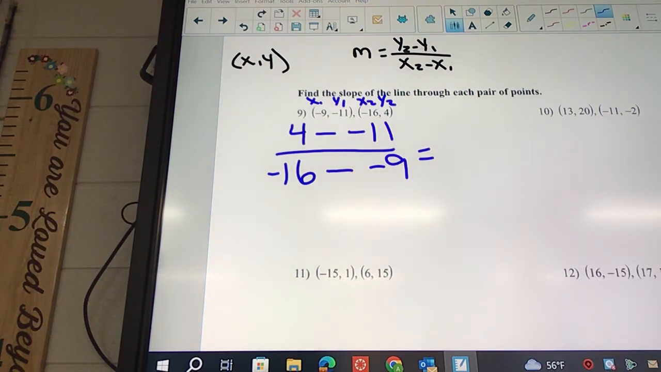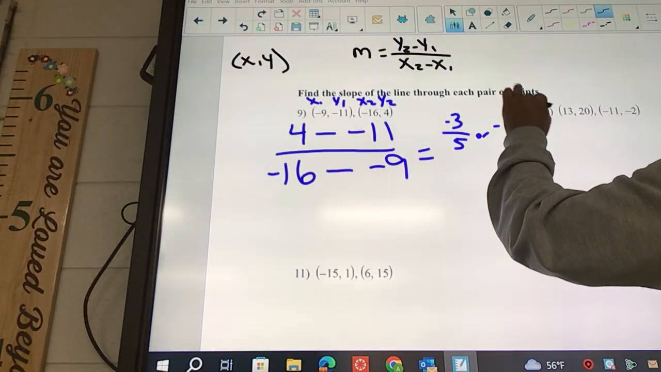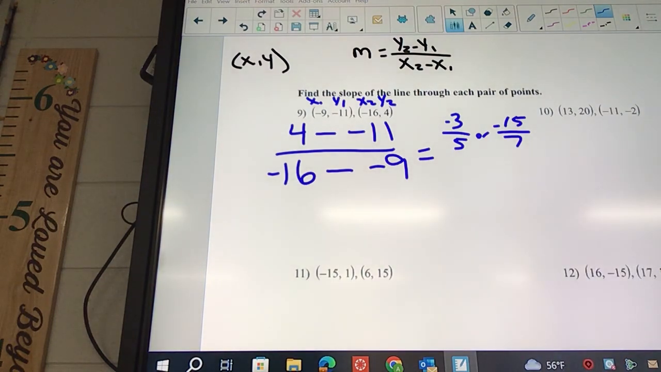Okay, so on your calculator, hit your fraction button and type that all in. Type in 4 minus negative 11, and then hit your down arrow and do the negative 16 minus negative 9. And what do you get? Negative 15 over 7. Somebody agree? Negative 3 over 5. Negative 3 over 5 or negative 15 over 7. You got negative 15 over 7?